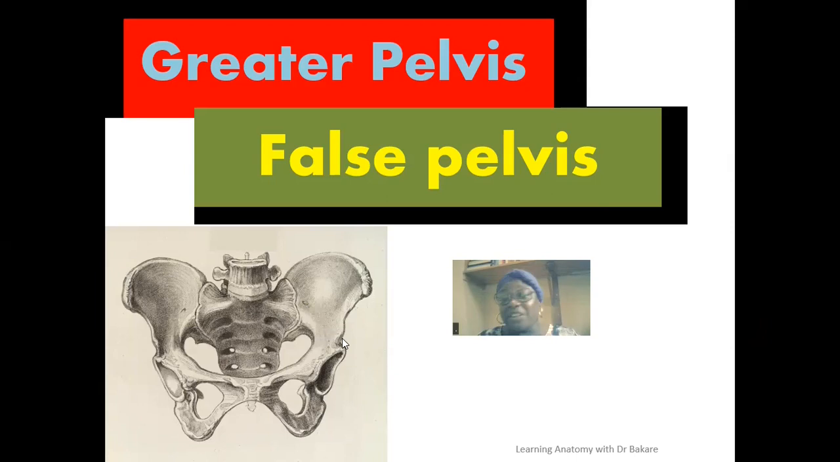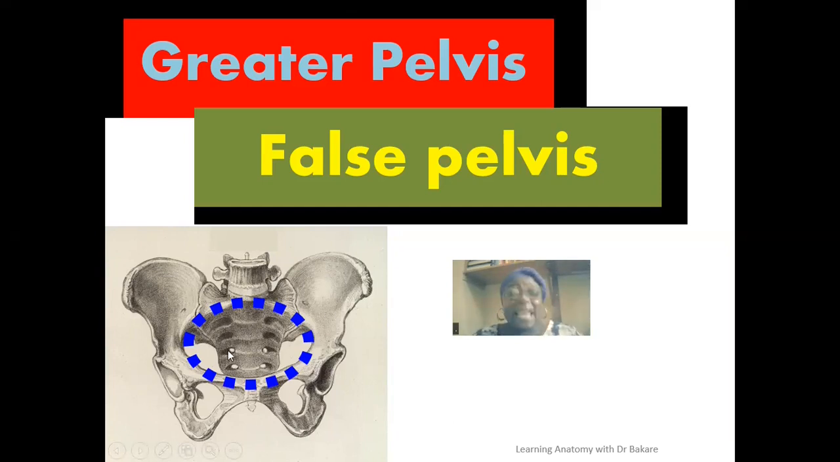This is the configuration of the pelvic bone, and within the pelvic bone, we have the pelvic cavity. This pelvic cavity is further subdivided into the greater pelvis and the lesser pelvis. And this subdivision is done by the pelvic inlet, which is highlighted here in dotted blue. This pelvic inlet can also be referred to as the pelvic brim.